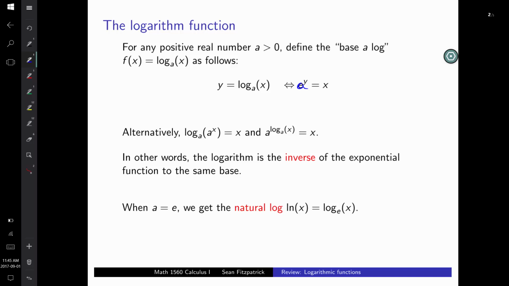The natural log has its own notation, ln. This is used when you're dealing with base e, so the inverse of the natural exponential function is called the natural log.